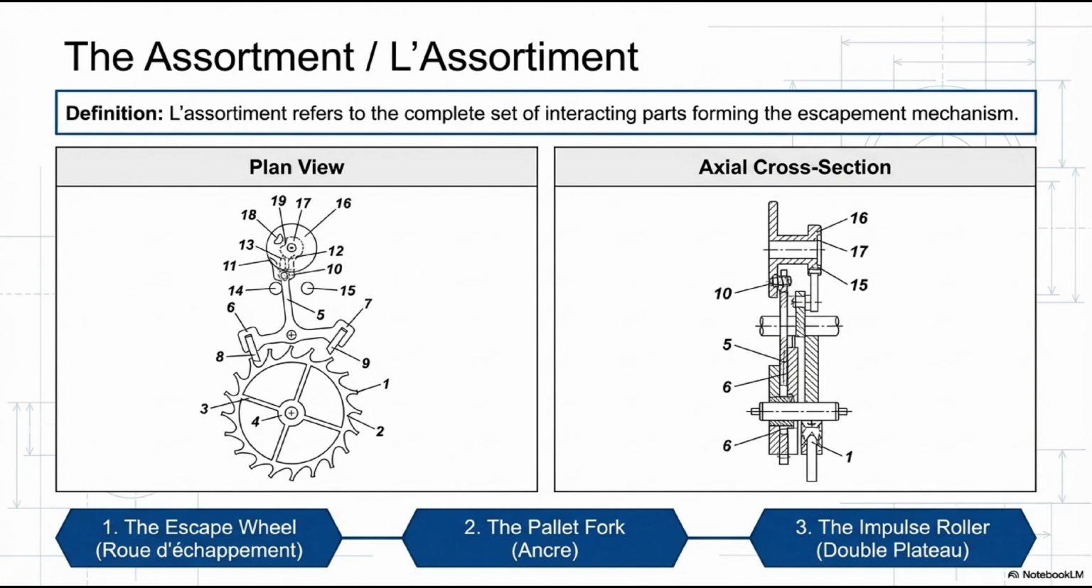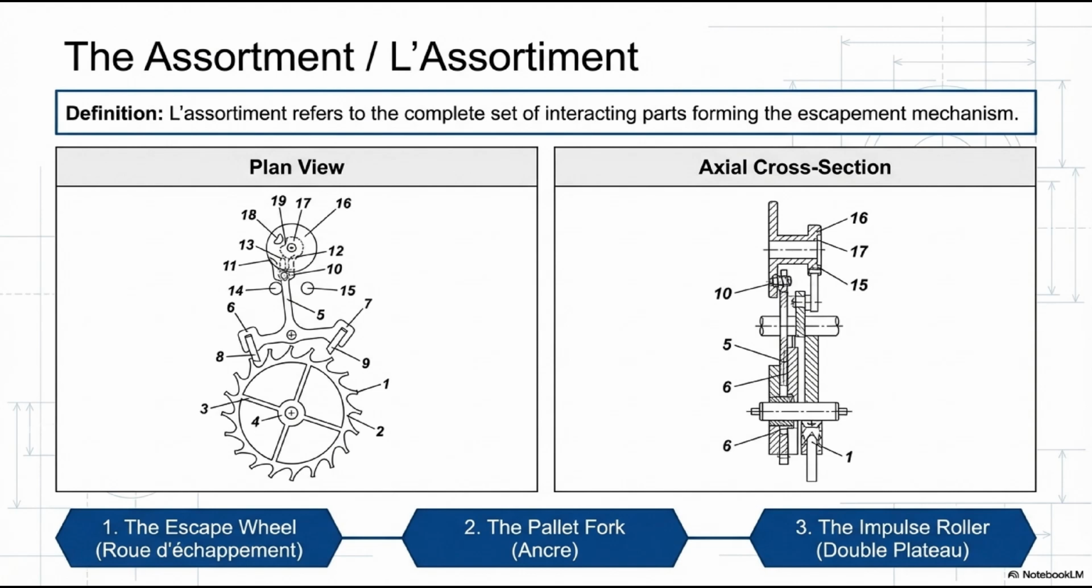the entry horn (corne d'entrée), the guard flange on the entry side, the exit horn (corne de sortie), on the exit side, the safety dart, the primary anti-reversal element, the entry banking pin (goupille de limitation d'entrée), limiting fork travel on the entry side, and the exit banking pin (goupille de limitation de sortie), on the exit side.